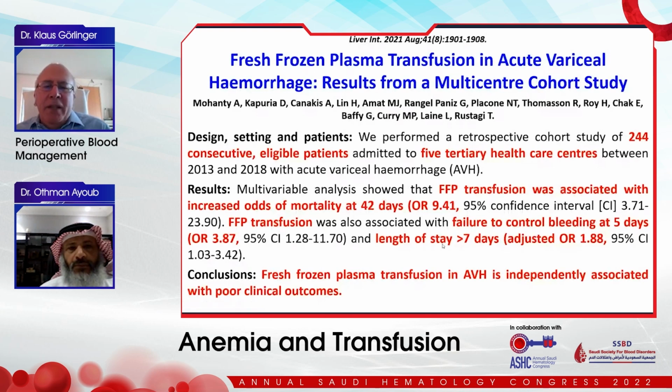And the explanation for this is that we know that plasma is not very effective to treat a coagulopathy. However, it's very effective to increase the volume, and portal hypertension is the main reason for bleeding in cirrhotic patients. So it doesn't even help, but it has a significant increase in mortality.